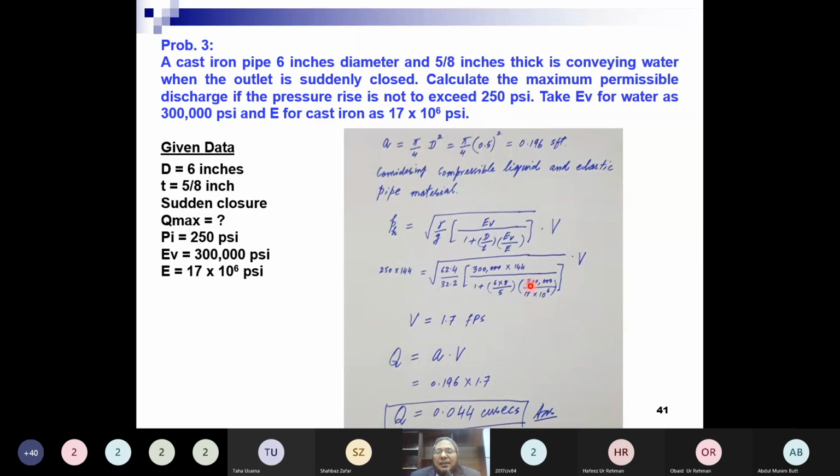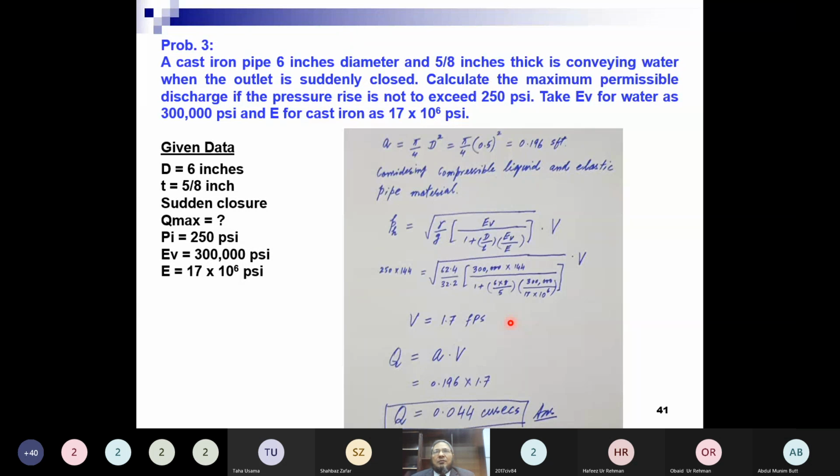And here EV value is 300. You see that here we are not multiplying with 144 again because this value and this value have the same units, EV over E. So we are interested to compute this ratio, so that we can do in any units. And if you simplify, for the velocity of flow you will get 1.7 feet per second.